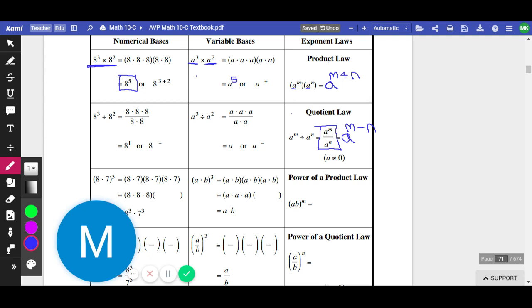How it looks with numbers, if you had 8 to the power of 3 divided by 8 to the power of 2, that would be 8 to the power of 3 minus 2. That equals 8 to the power of 1. How it looks with letters, if you had a to the power of 3 divided by a to the power of 2, that would be a to the power of 3 minus 2, which becomes a to the power of 1. Notice that they didn't write the power of 1 on this one, because you don't need to write exponent 1. No exponent means 1.